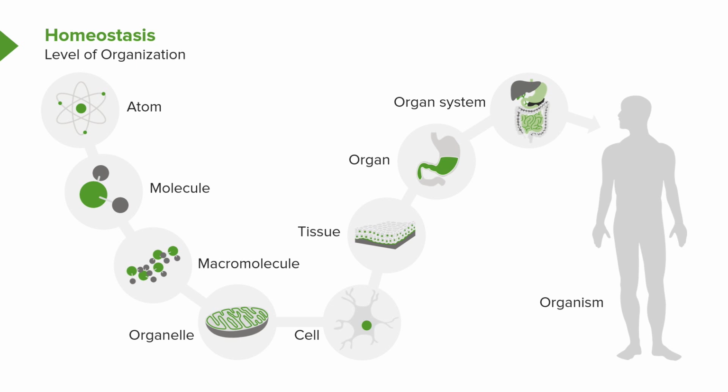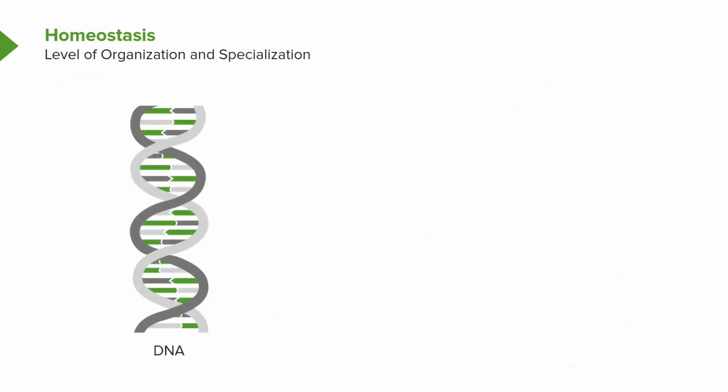So from the cell, tissue, organ system level, and finally the organism as a whole, all of these need to have homeostasis, both at the individual level and the corporate level. So how is that done?